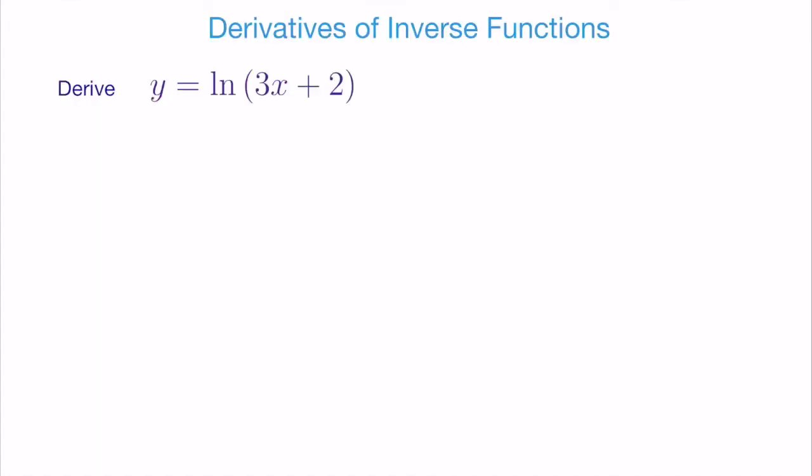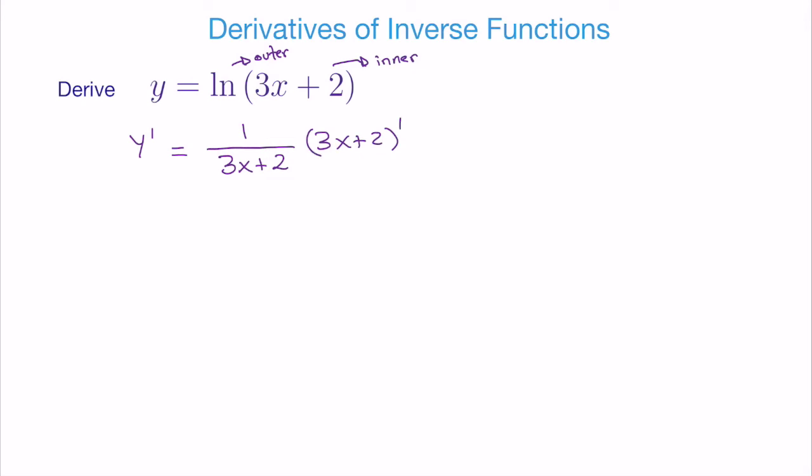Let's do now an example where we use the derivative of ln and the chain rule. When we derive y, we notice that this is a composition. The inner function is 3x plus 2, and the outer function is ln. So we derive the outer function. The derivative of ln x is 1 over x. So this is 1 over, and you keep the inner function, 1 over 3x plus 2. And then we derive the inner function, which we know is 3. So the derivative of this function is 3 over 3x plus 2.